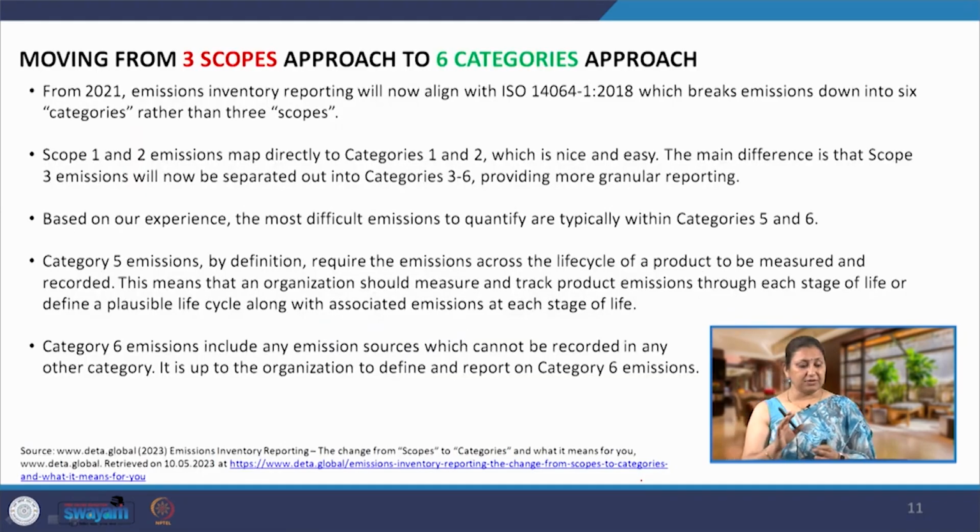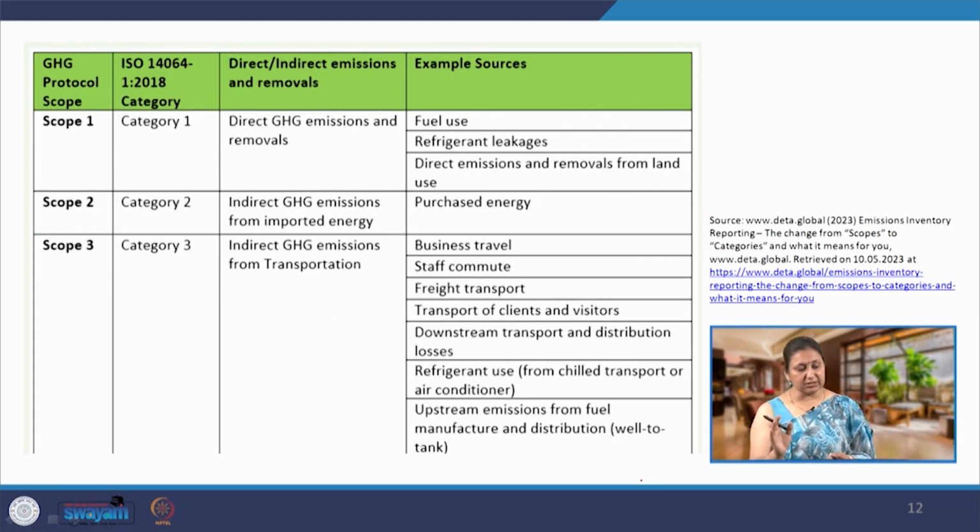Now, we have these 3 scopes, but we also have the 6 categories approach. So, here aligning with the ISO 14064, we have broken down the 3 scopes into 6 categories. So, I will take you through these 6 categories. The scope 1 will have directly the category 1, where we are directly talking about direct GHG emissions and removals. That is simple, which is what we have seen. Also fuel use, refrigerant leakages, direct emissions and removals from land use. So, agriculture, forestry are all coming into this part. So, scope 1 and category 1.